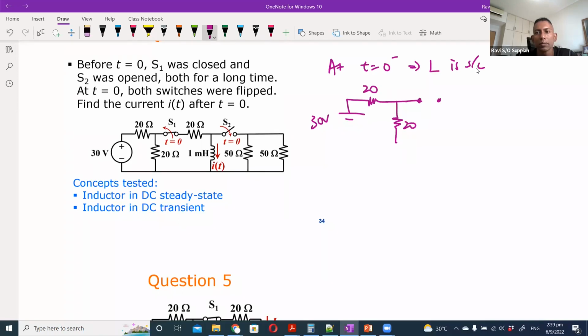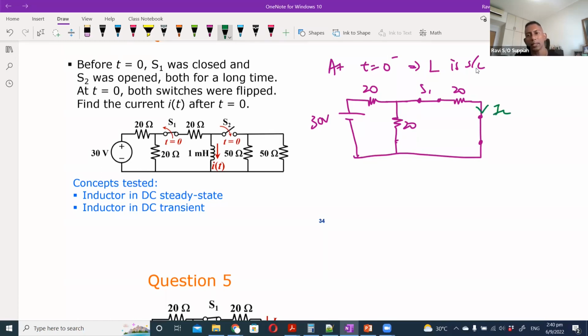Okay, the switch is here. And this is the inductor as a short circuit. Okay, that is basically what you get. So they want to find the current iL(t) after t equals 0. So first I need to find out the current iL at t equals 0 minus, correct? That means before flipping the switches, what was the current flowing through here? Okay, what was this iL?